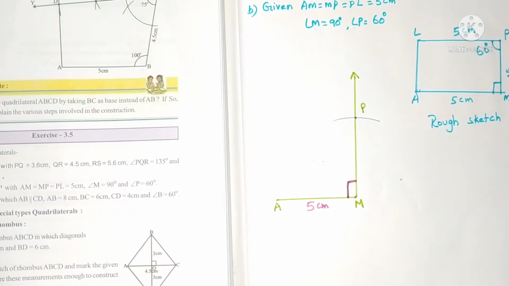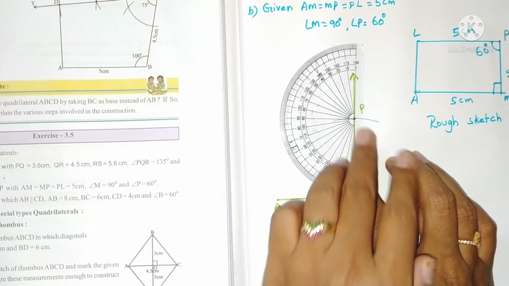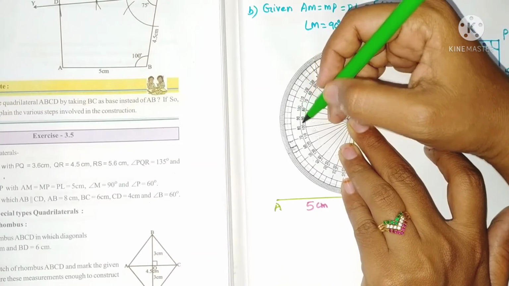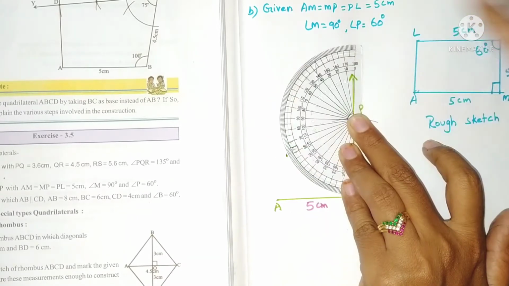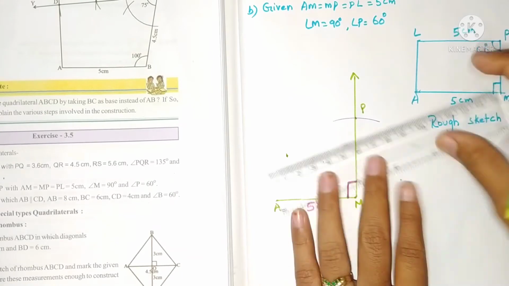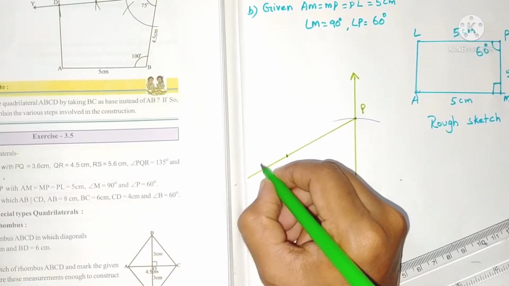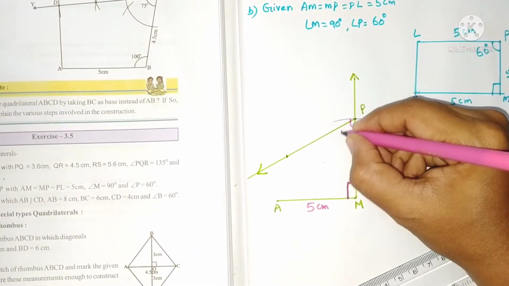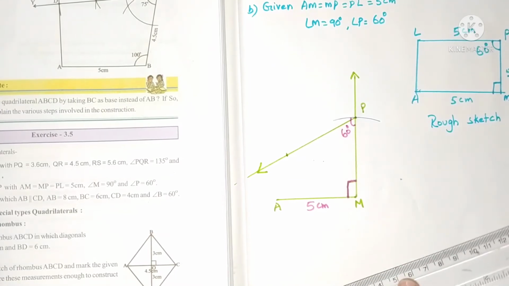Now in the problem, we have angle P 60 degrees, right? So take the protractor and represent 60 degrees angle. So this is 90. 60 means it is less than 90. So left side of 90. So above scale here we have to take. So that is 60. So draw a ray like this. Okay, and it is angle 60. Now again we have PL is equal to 5 centimeters.